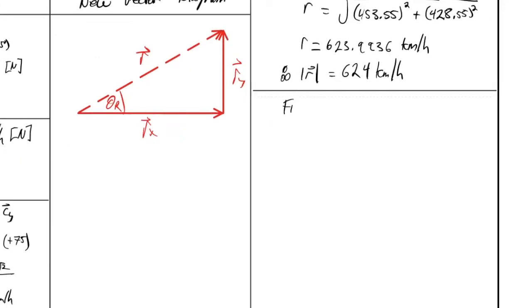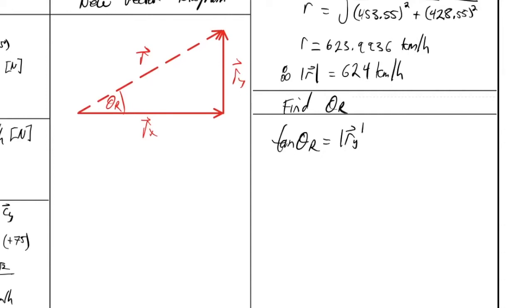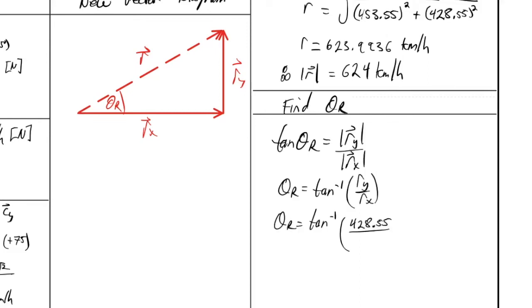So now we have to find our theta R using tangent. Tan theta R is equal to the magnitude of Ry over the magnitude of Rx. Theta R is equal to the tan inverse or arctan of Ry over Rx, which is 428.55 divided by 453.55, giving us a value of 43.3766 degrees, or rounded off to 3 sig figs, 43.4 degrees.